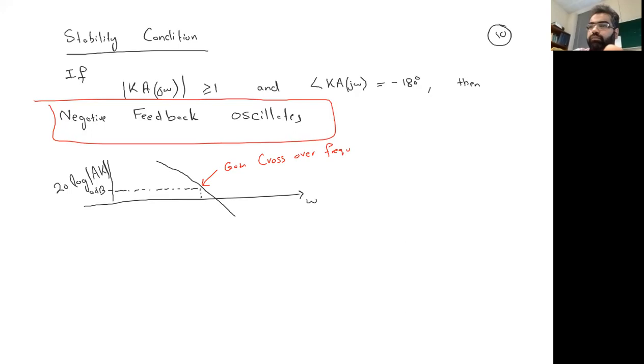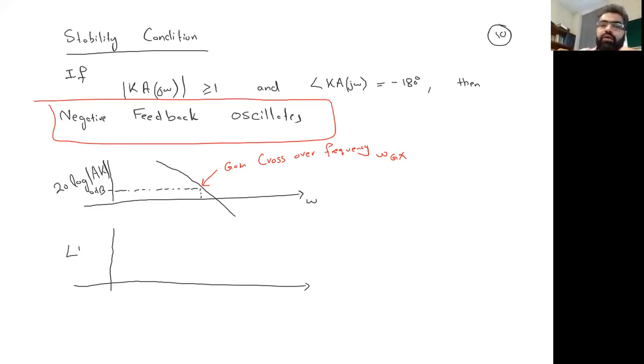So this is known as the gain crossover frequency, which your book commonly calls omega GX. At the same time, I also want a phase crossover frequency, meaning the frequency at which the angle of this KA becomes minus 180 degrees.